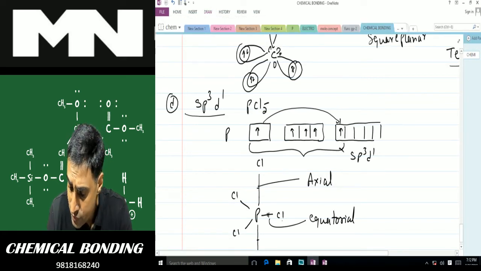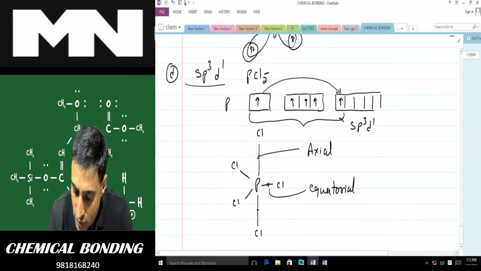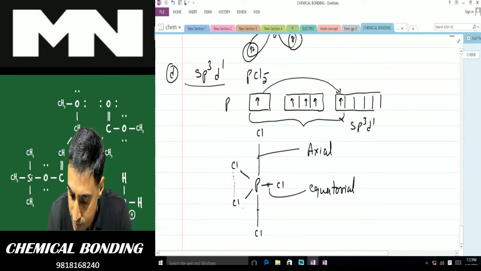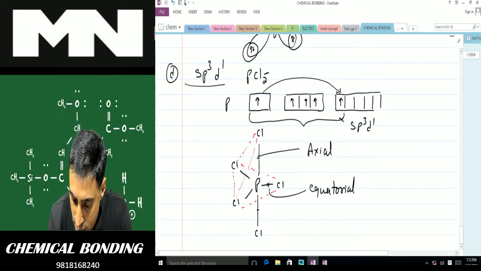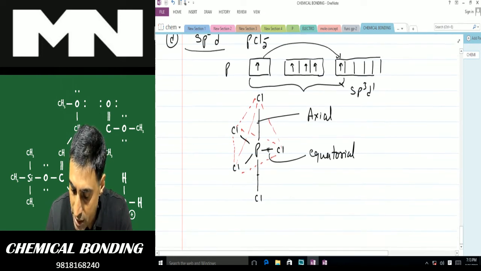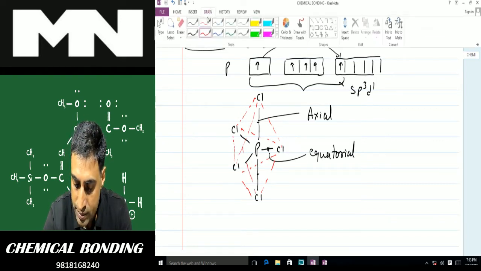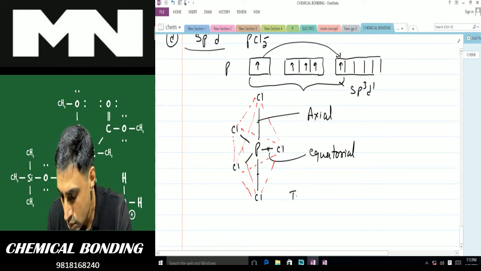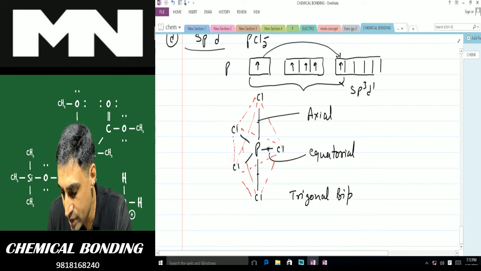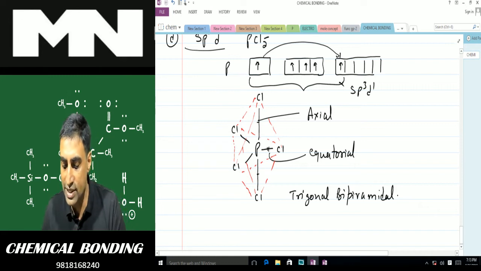If I connect these chlorine atoms like this, you'll see a triangle and you'll see a pyramid like this. Likewise, you'll see a pyramid on the opposite side also. That's why its shape is trigonal bipyramidal. The shape is trigonal bipyramidal.